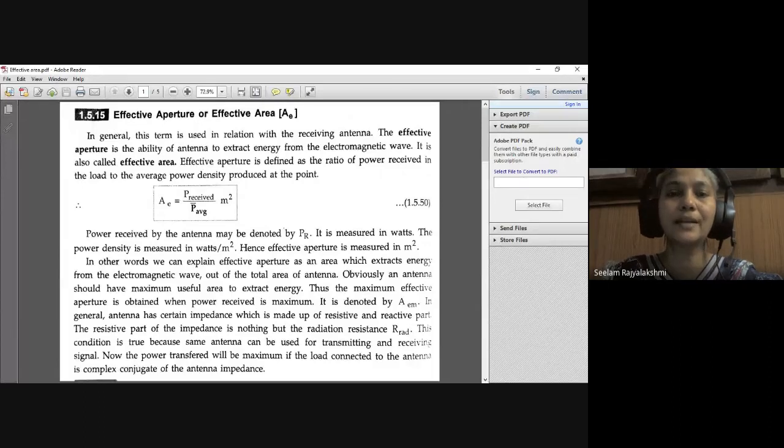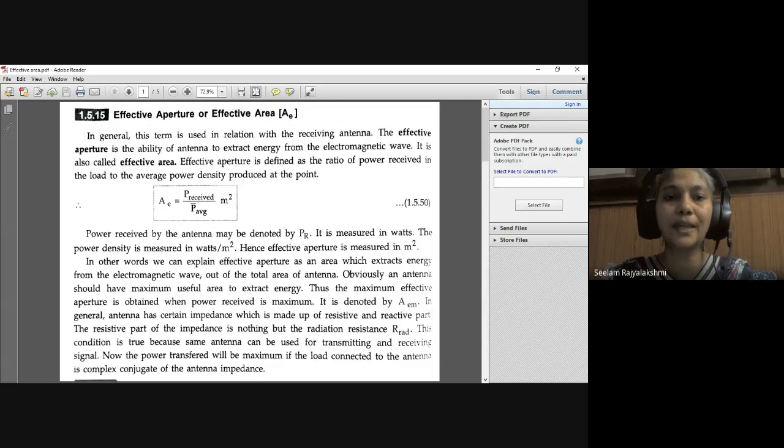Generally antennas may be used for receiving or transmitting electromagnetic energy, and this effective area is related to the receiving antenna. The effective aperture is the ability of an antenna to extract energy from the electromagnetic waves. It is also called effective area. Effective aperture is defined as the ratio of the power received in the load to the average power density produced at the point, so P received by P average.